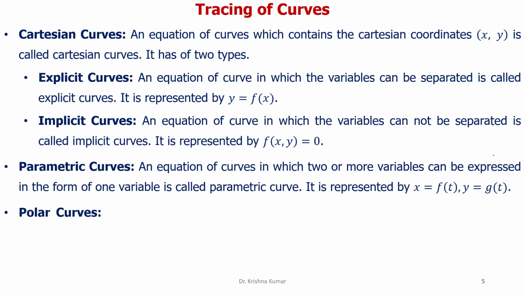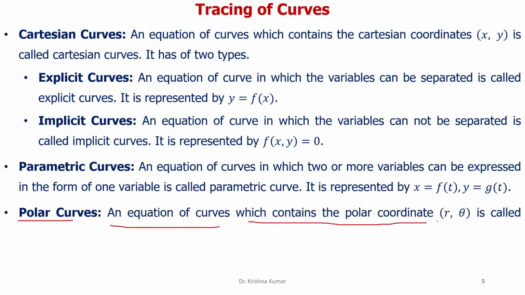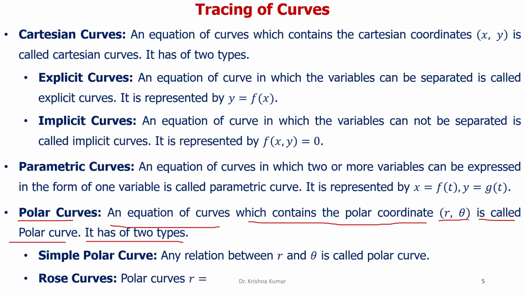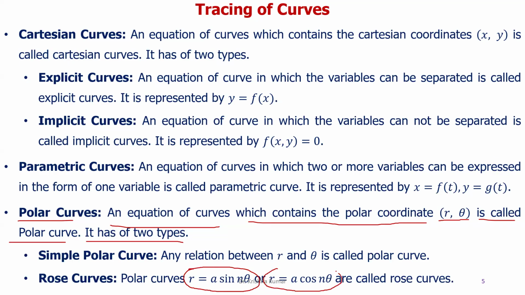The third curve is called polar curve. An equation of curves which contains the polar coordinates r theta is called polar curve. It has two types. The one is called simple polar curve. Any relation between r and theta is called polar curve, and rose curve is the second type of polar curve which can be represented by either r equal to a sin n theta or r equal to a cos n theta. This type of curves are called rose curves. So these are the different types of curves.